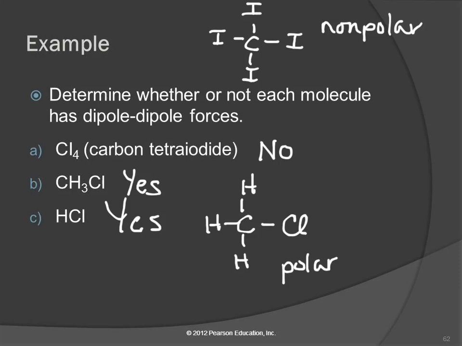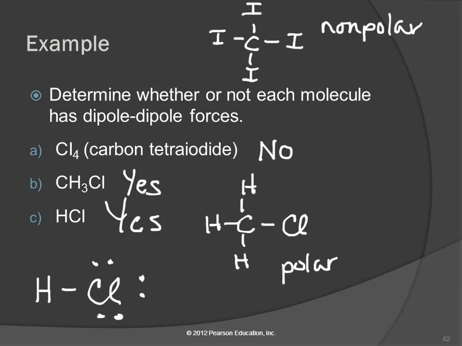Well, with this one, there isn't a central atom, right? There's no central atom. And yes, chlorine does have lone pairs, but there's no central atom. It's just two. And so if the bond is polar, the molecule's polar.